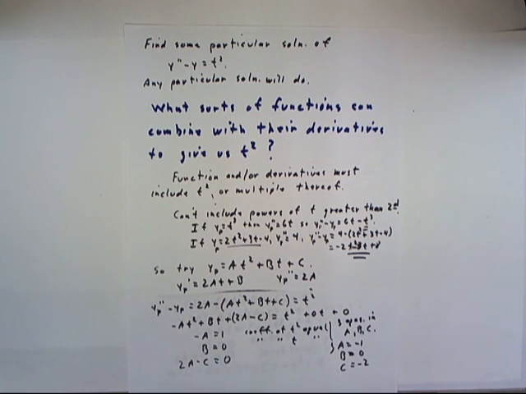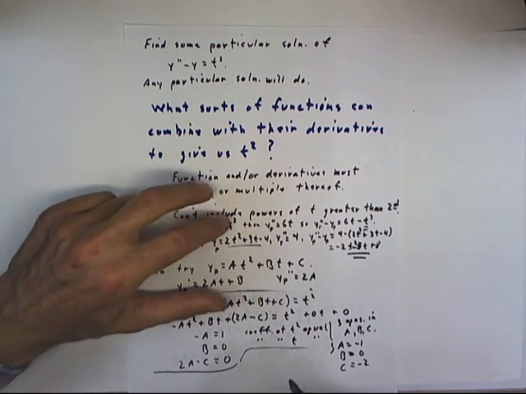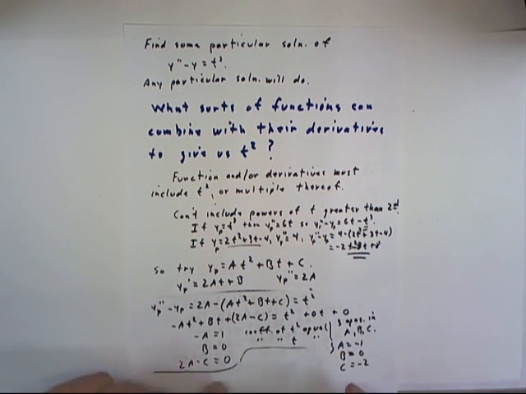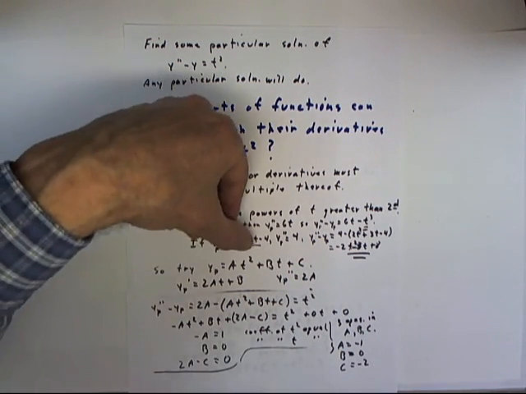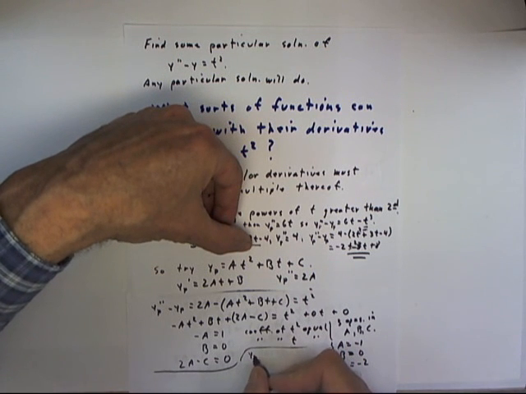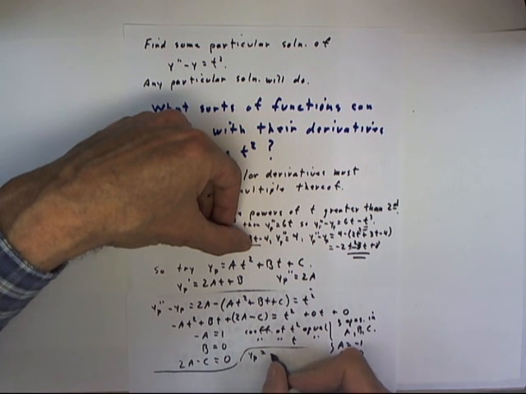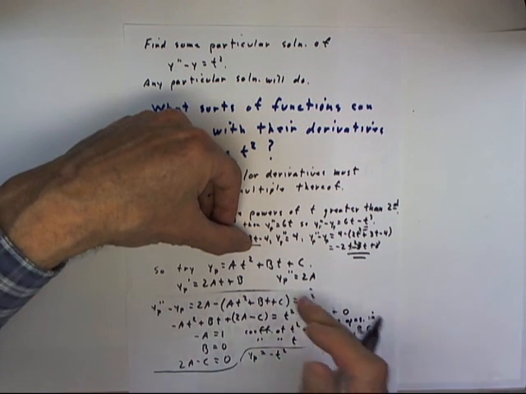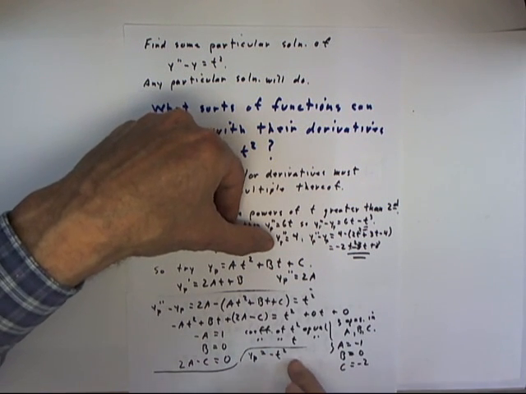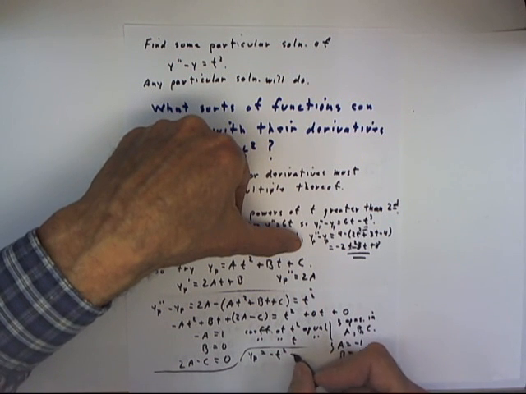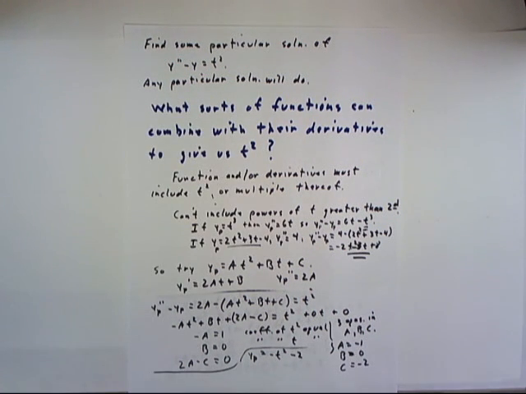Now that we have the values of a, b, and c, we can plug them back in here. Yp then is going to equal at squared, which is negative t squared, negative 1t squared. Bt is going to be 0, and c is going to be negative 2.